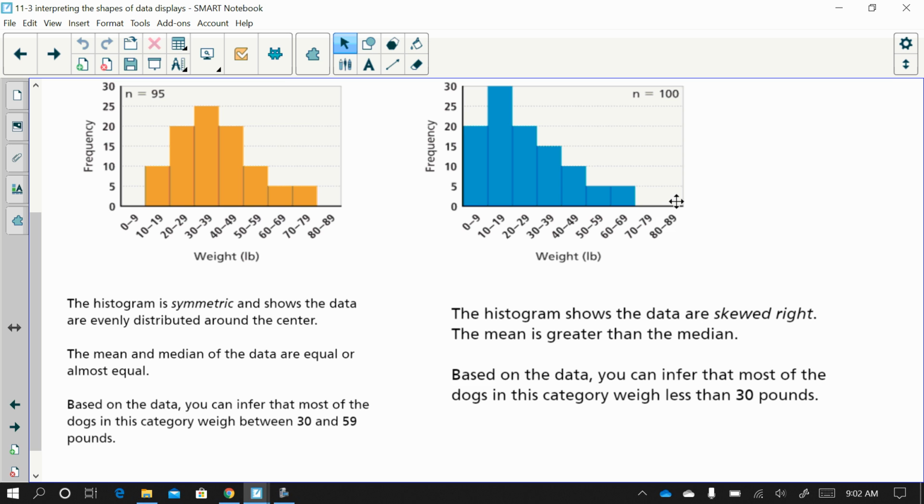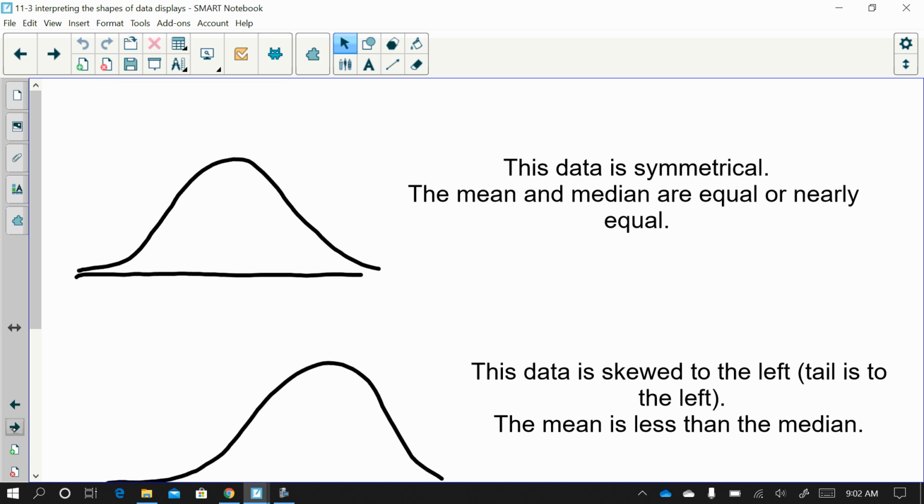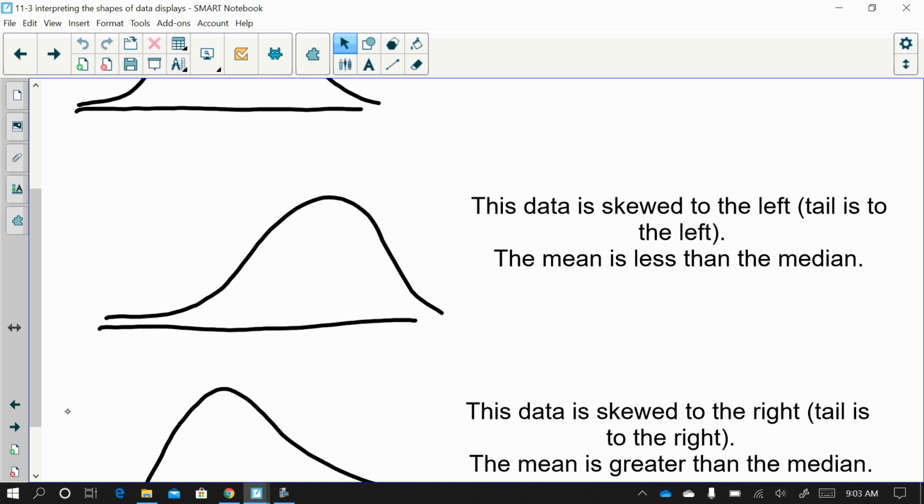Okay, so here on the next slide, I have just drawn a quick picture of each of the skewed graphs and what it means in regards to their mean and median. So my first example here, the data is symmetrical. This means that the mean and median are equal or nearly equal. We call this a bell curve, nice and pretty. My next type of graph, this data is skewed to the left. Again, notice because the tail is to the left. When it's skewed to the left, that means the mean is less than the median.